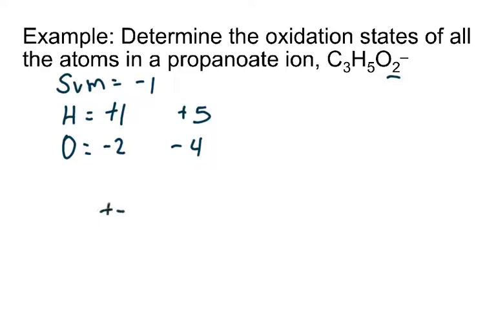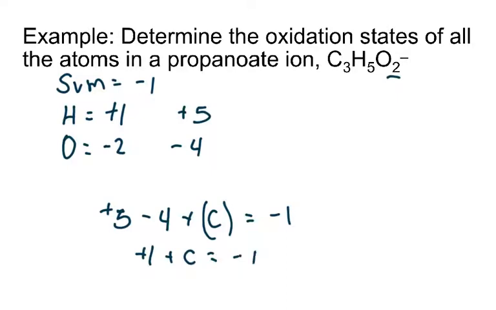So my 5 minus 4 plus my carbons is equal to a -1. So that gets me plus 5 minus 4 plus 1 plus whatever my carbon is equal to -1.